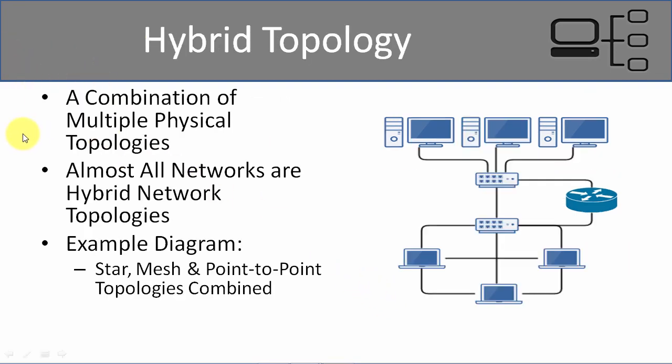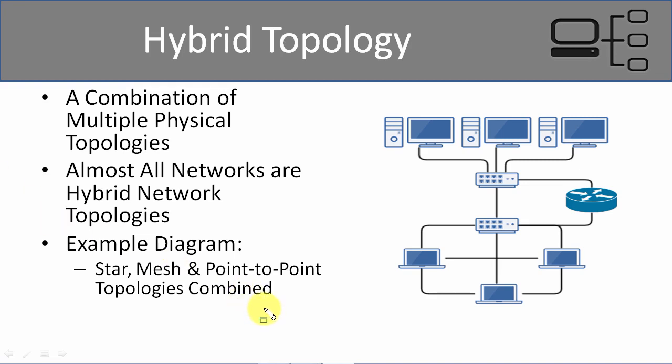Now let's talk about our last one. And this is really what we see in the networks. This is a hybrid topology. And so what's a hybrid topology? Well, this is pretty much what you're going to see in almost every network today. And it's a combination of a lot of the physical topologies combined. And so we're talking about implementing our mesh, our star topology, and our point-to-point topology, and other topologies all together into one.